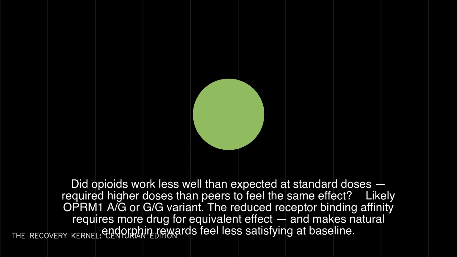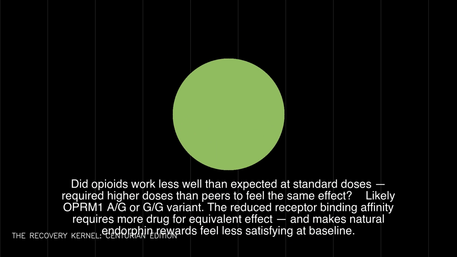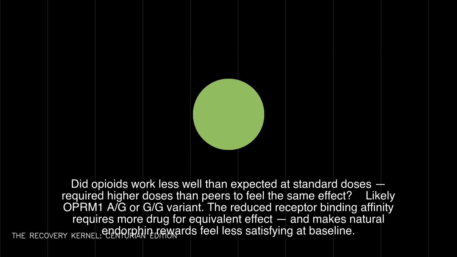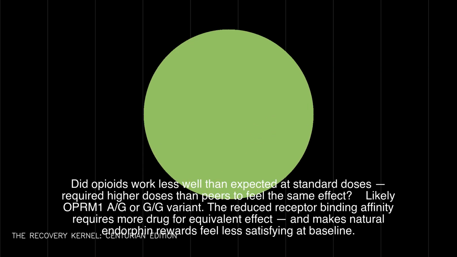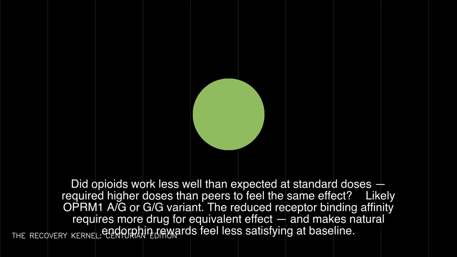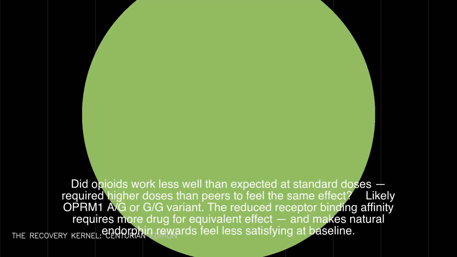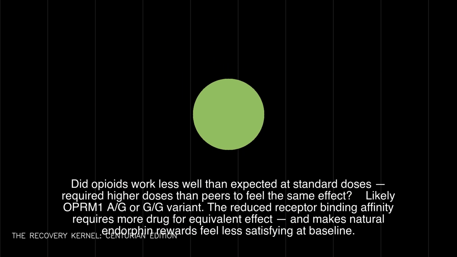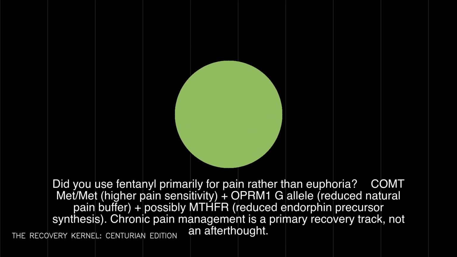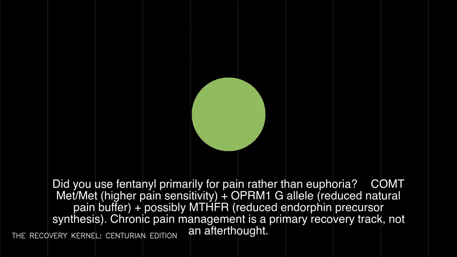Did you use fentanyl primarily for pain rather than euphoria? COMT Met/Met, higher pain sensitivity, plus OPRM1 G allele, reduced natural pain buffer, plus possibly MTHFR, reduced endorphin precursor synthesis. Chronic pain management is a primary recovery track, not an afterthought.